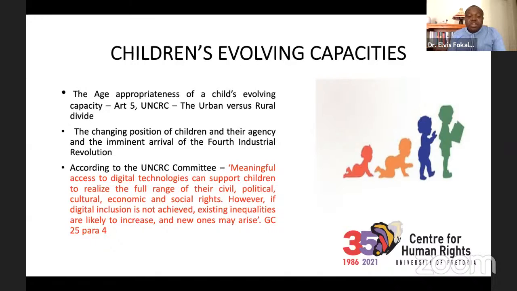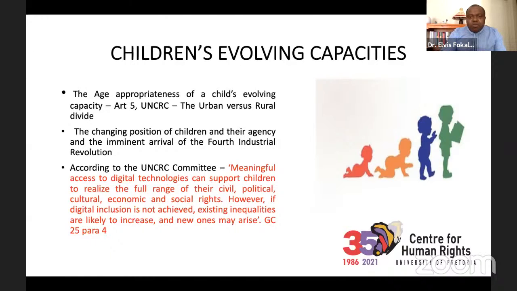However, if digital inclusion is not achieved, existing inequalities are likely to increase. New ones may arise. And this is why I started by bringing in the urban and the rural divide. If connectivity is not strengthened across a particular state, then inequalities that already existed before the advent of internet will increase in many ways, because the child who is in an urban area and has access to all these gadgets and to connectivity gets to learn more, and will gain more than the child who is in a rural area. So it's important that state parties take note of that particular paragraph. That's paragraph 4 of the UN Committee on the Rights of the Child, General Comment number 25.